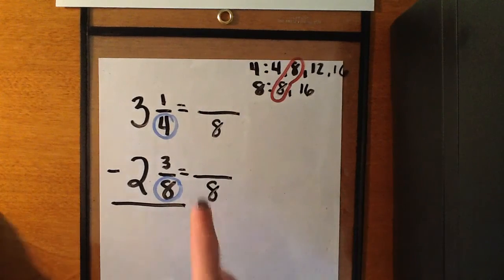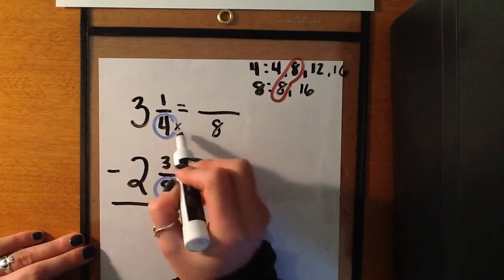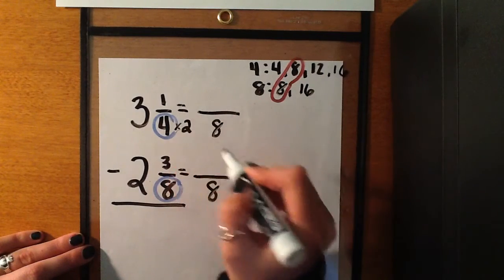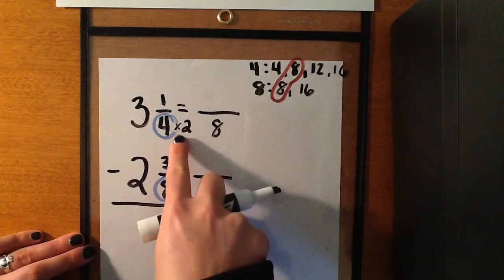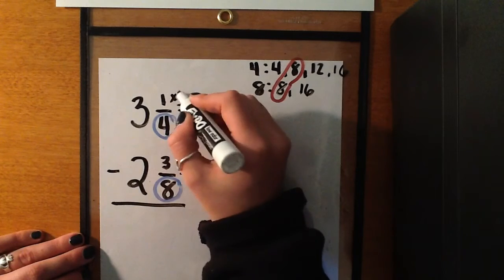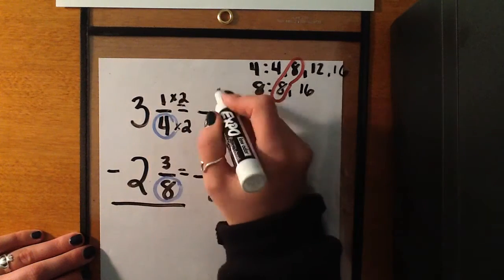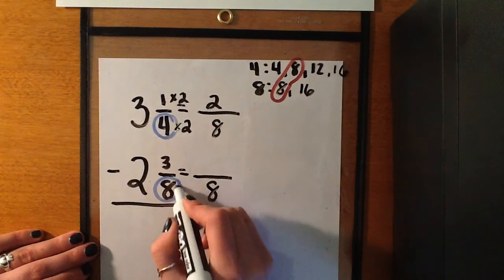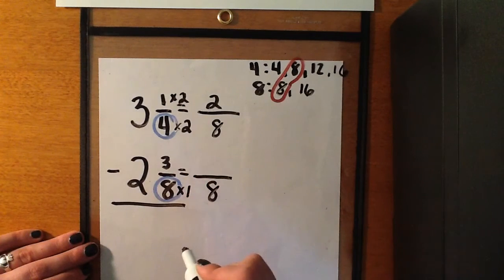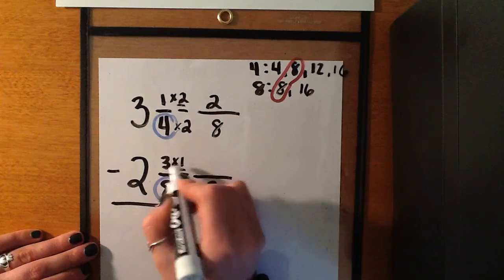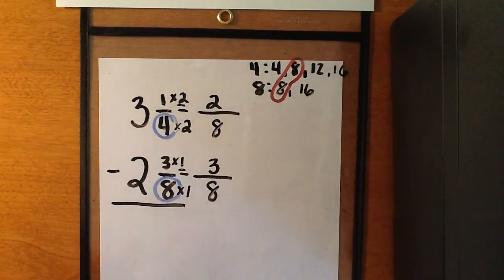Now I just have to figure out, all right, 4 times what is 8? Well, I know that. 1, 2. 4 times 2 is 8. Remember, whatever you multiply in the denominator of this fraction, you also have to multiply in the numerator. So 1 times 2 is 2. I have to do the same thing down here with this fraction. 8 times 1 is 8. Whatever I multiply in the denominator, I also have to multiply in the numerator. 3 times 1 is 3. Great, perfect. Now I'm ready to subtract.